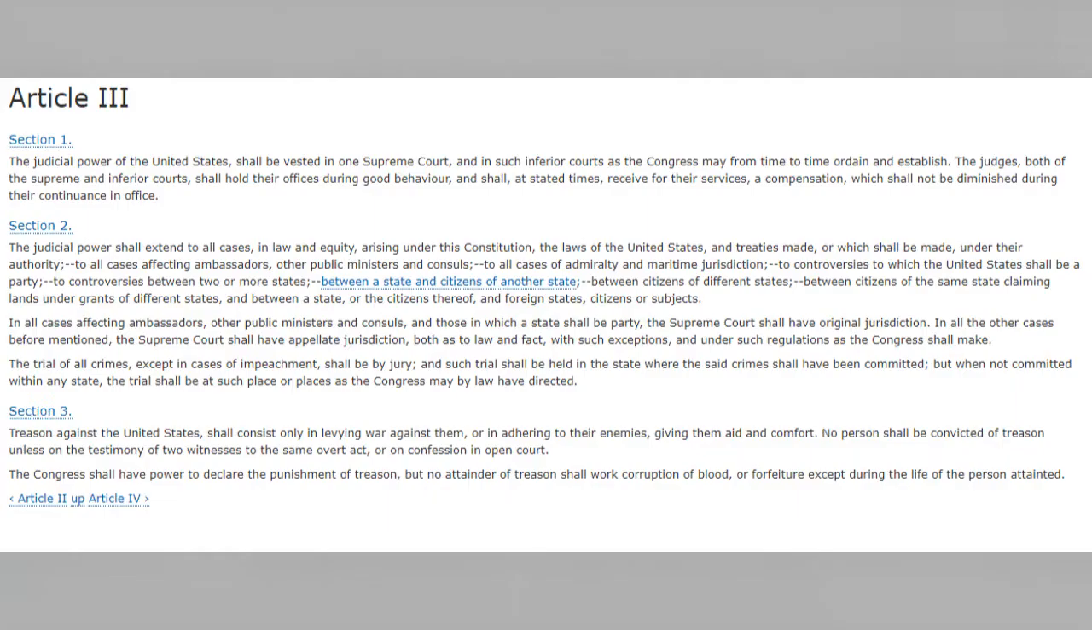The Supreme Court is established in Article 3 of the Constitution. And as you can see here, Article 3 of the Constitution really isn't that big at all. Unlike previous weeks where I broke down each clause and each section, I'm really just going to give you a broad overview of Article 3 this week.